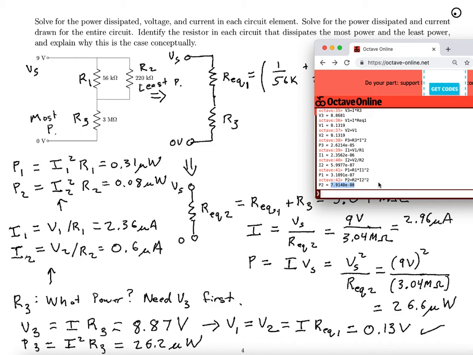Why is this the case? The biggest voltage drop is across the biggest resistor. When the resistors are in series, that's 3 mega ohms. Then considering the resistors in parallel that remain, most of the current, and therefore most of the power, is going to be dissipated in R1, leaving the smallest amount of current and the least amount of power in R2. And that's our complex problem solving for all its currents and all the voltages.